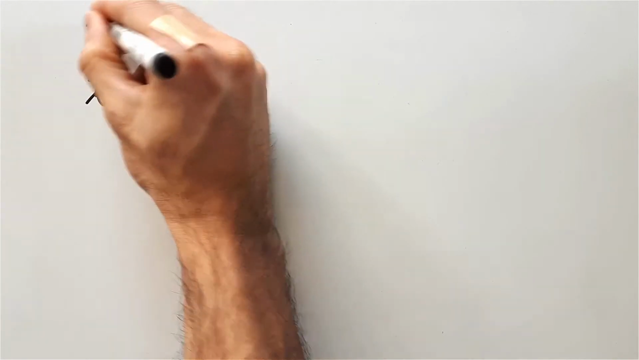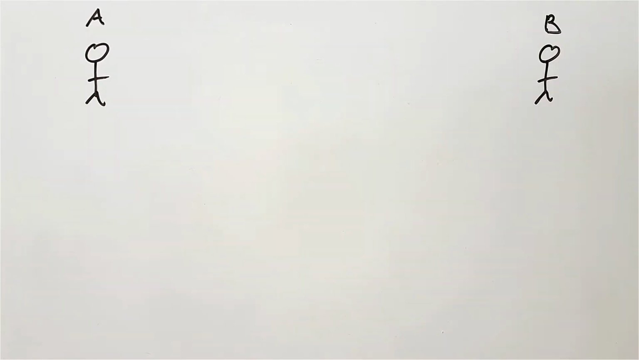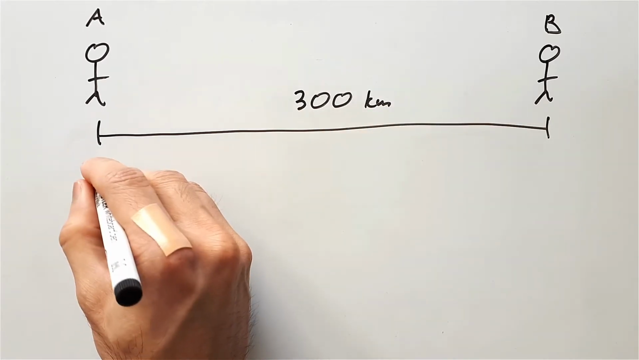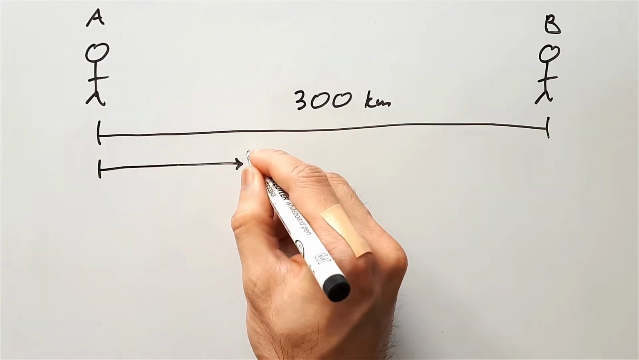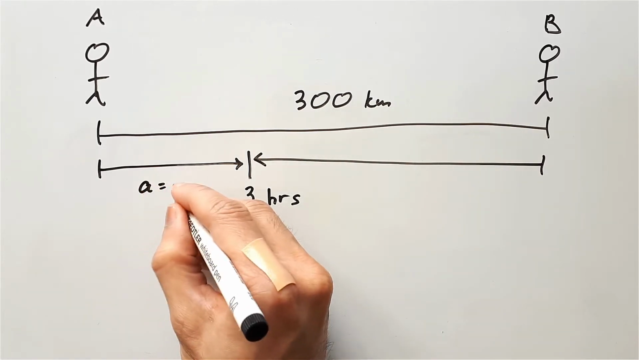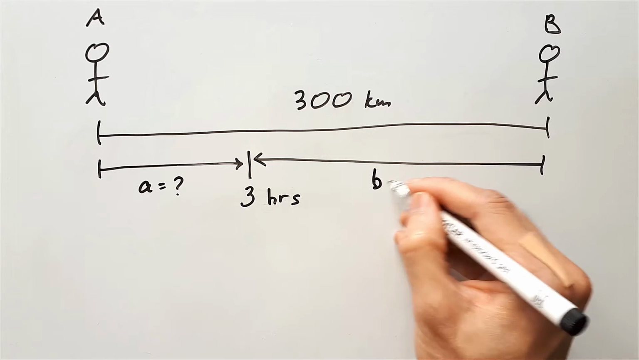Let's do an algebra problem. Andy and Bob are friends. They live 300 kilometers away from each other. If they wanted to meet up somewhere halfway, it would take them about 3 hours to drive to that point. The question is, what is the speed of Andy's car and what is the speed of Bob's car?